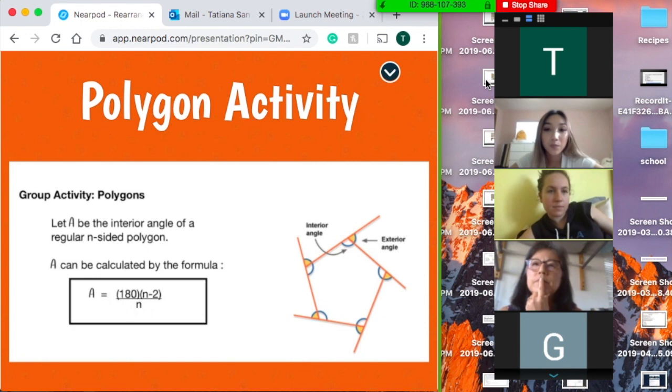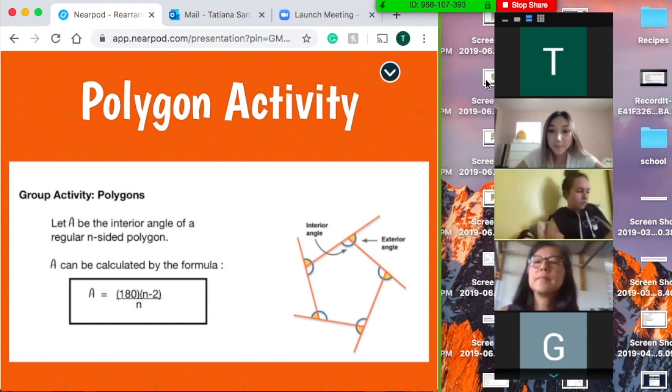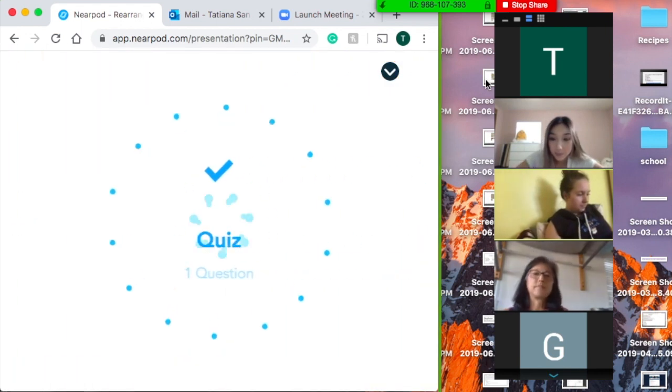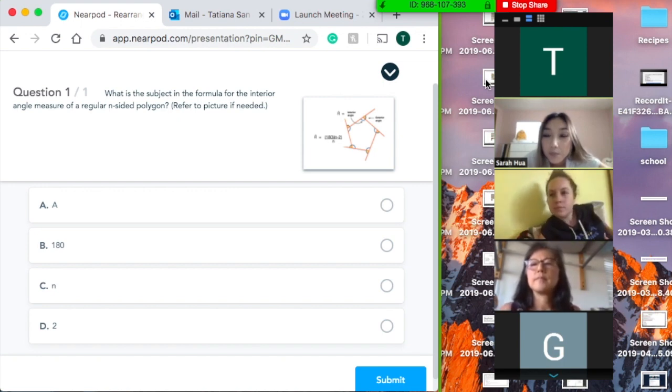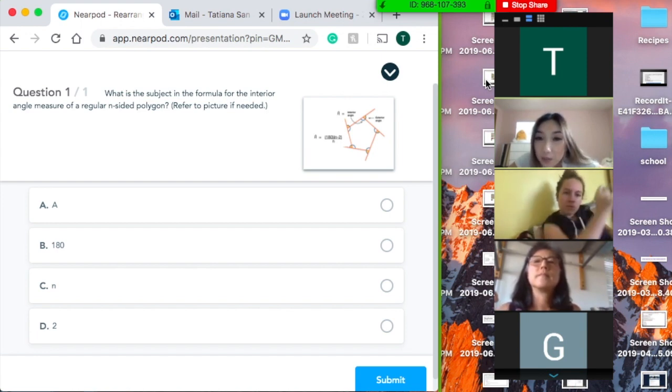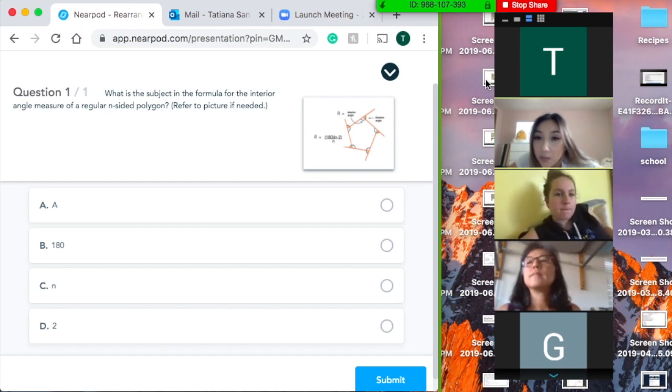We're going to do an activity and shift our focus to a different formula. This is the formula for the interior angle of a regular n-sided polygon. As you can see, the formula is A equals 180 times n minus 2, over n. Get out a paper and pencil or pen for scratch work. But before that, let's answer this quick question. What is the subject in the formula for the interior angle measure of a regular n-sided polygon? You can click the picture and it gets bigger for you to refer to for the formula.